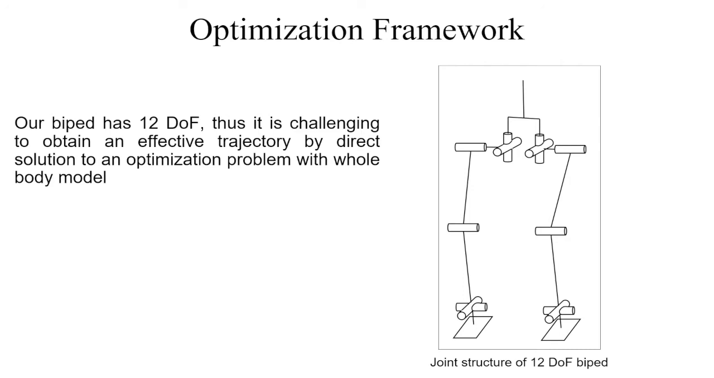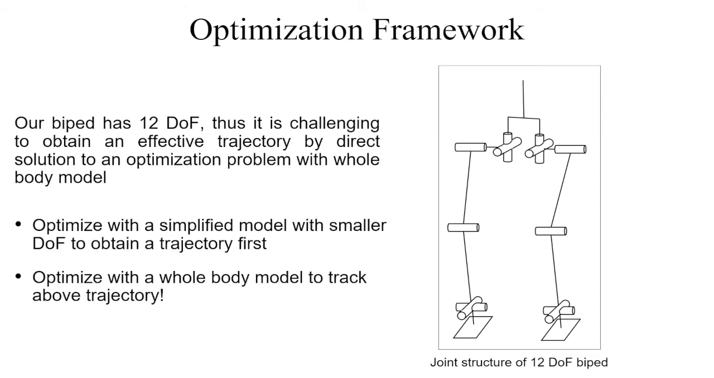In this slide, we will talk about our optimization framework. Typically, humanoid has joint space with high dimensions. For example, our biped has 12 degrees of freedom. As you can see in the joint structure, we have 3 degrees of freedom in the hip, roll pitch yaw, 1 degree of freedom in the knee, and 2 degrees of freedom in the ankle. Thus, it's very hard to find a feasible trajectory with the whole body model.